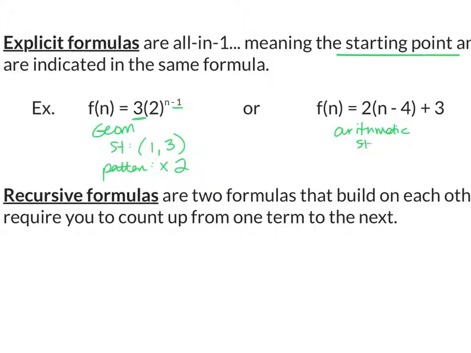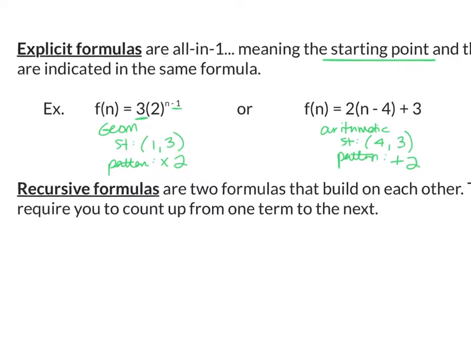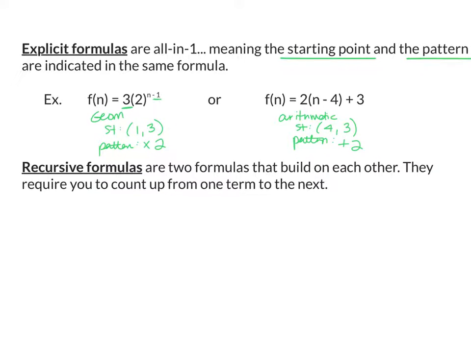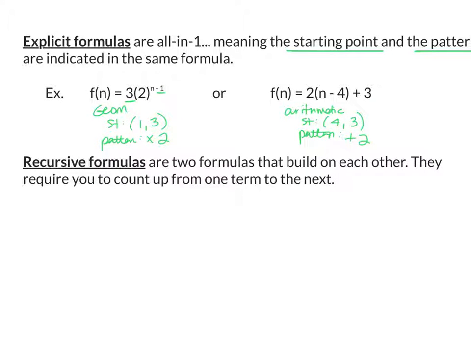This one has a starting value of, inside's the opposite, 4, outside's the same, 3. And then this one has a pattern. We're not multiplying by 2 anymore, we're adding 2. So this is a pattern of +2, which is making that arithmetic. So recursive, what recursive does is split that into parts. It gives you 2 formulas that are going to work together to count from one term to the next. And sometimes they're easier to write. They're not always easier to work with, but you might see them, so I want to make sure that you get some practice working with them.